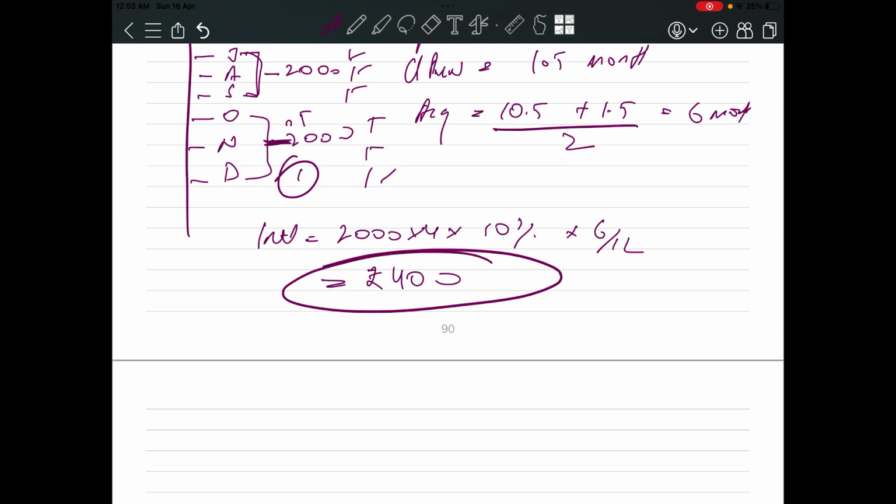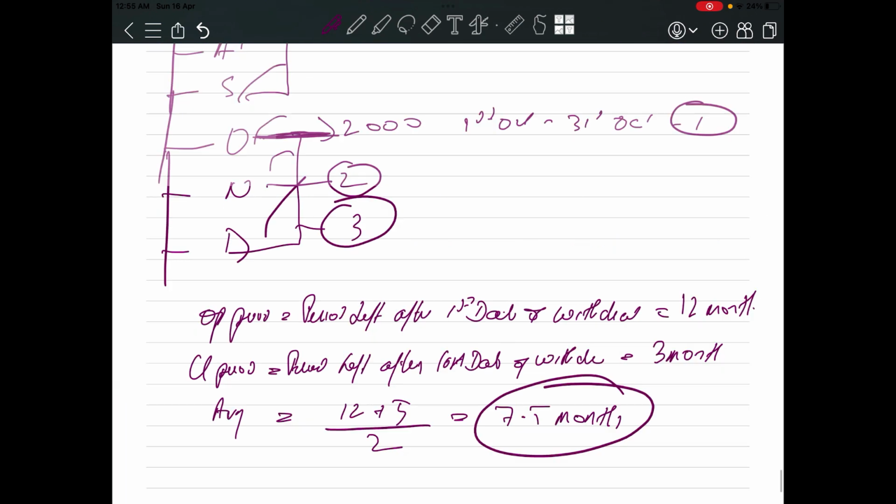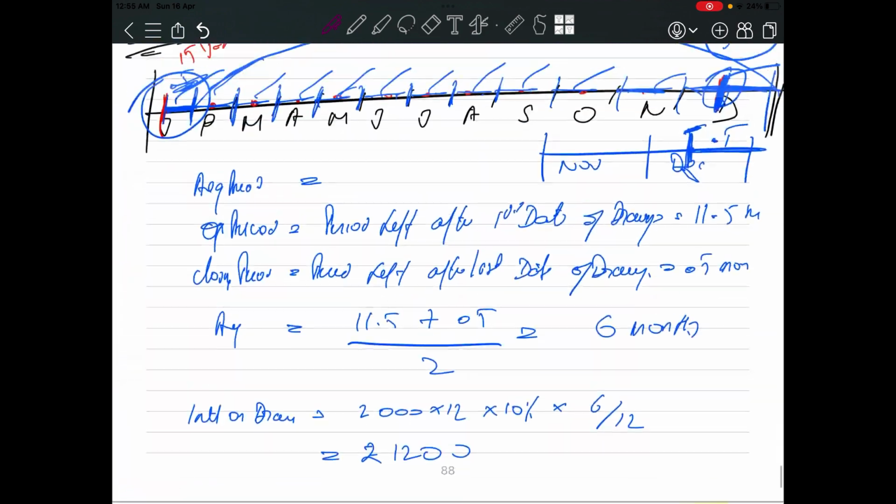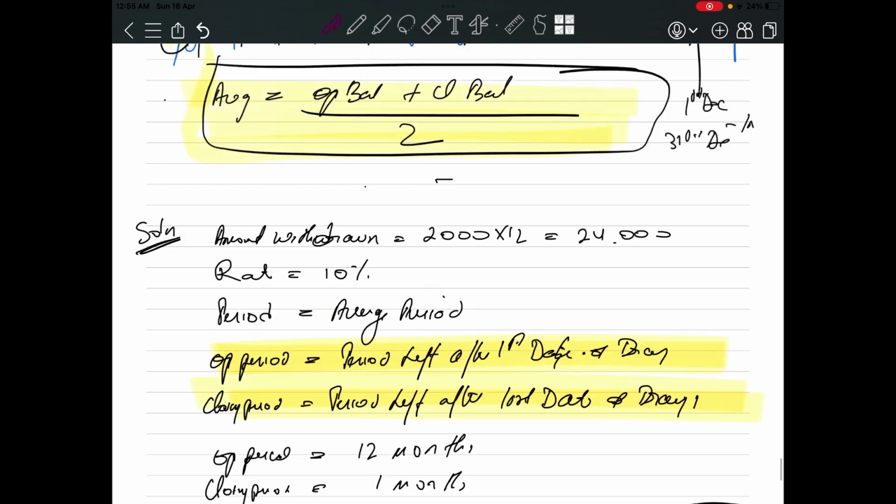Okay, so this is the concept of interest on drawings. Simple, right? There are 6 cases. You try to solve all of these and you will be good to go with the concept of interest on drawings.